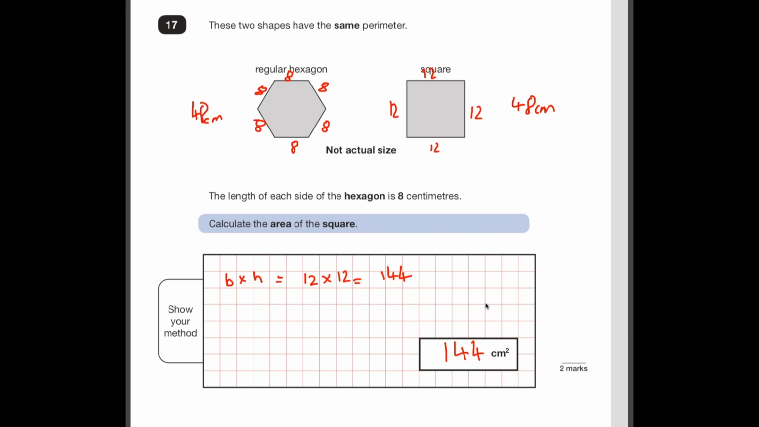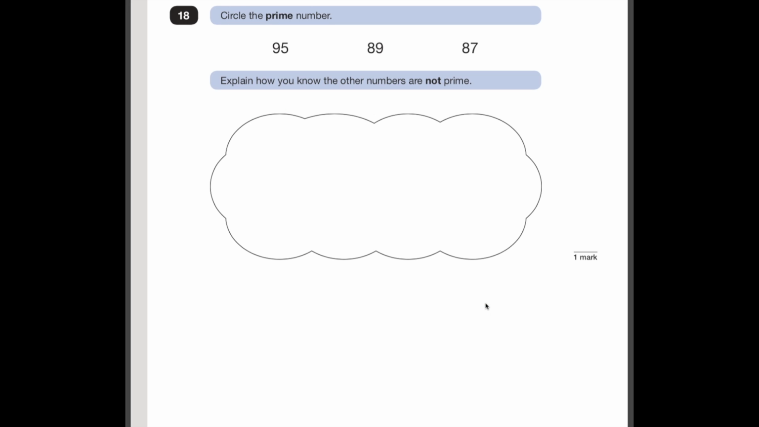Quite a complicated question, but if you use the information they've given you and try and extrapolate as much data as you can from the question, then it's fairly straightforward once you've done it. Number 18, circle the prime number.